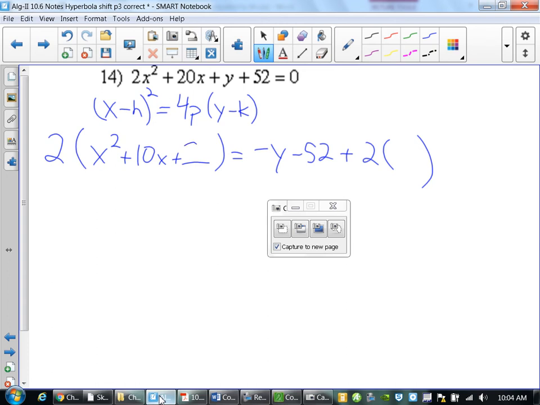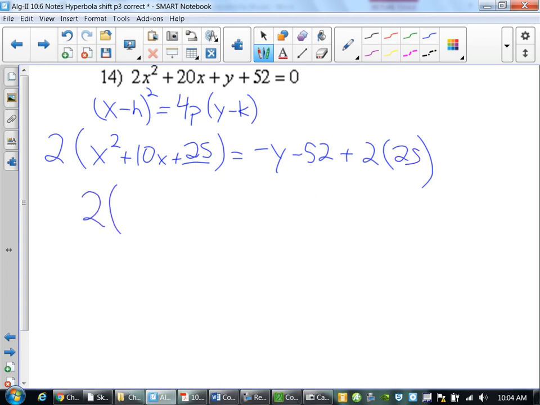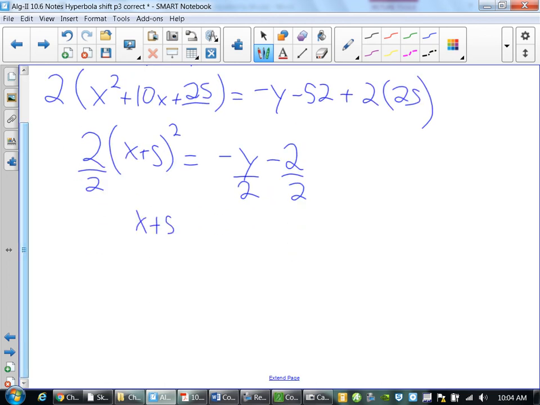Half of 10 is 5. Square it, you get 25. So over here we have 2 times the quantity x plus 5 squared equals negative y minus 2. Okay? I'm almost ready, but what do I do with that 2 on the left? I have to divide it over, which means I have to divide everything here by 2. So you get x plus 5 quantity squared equals negative 1/2 y minus 1.